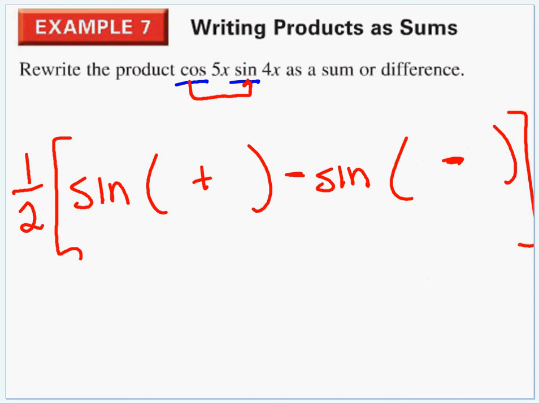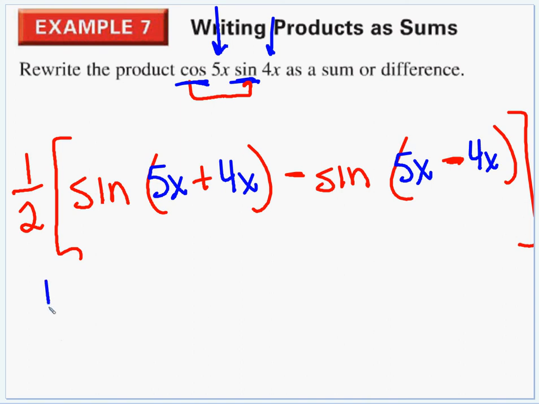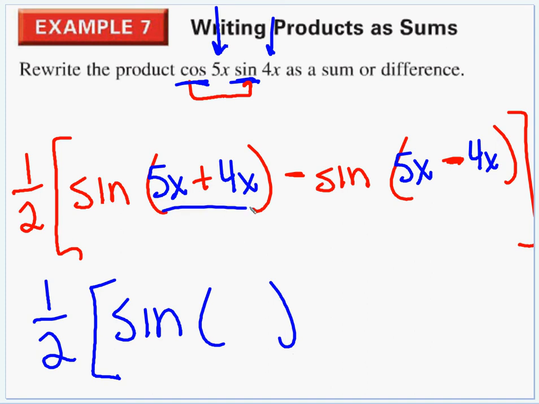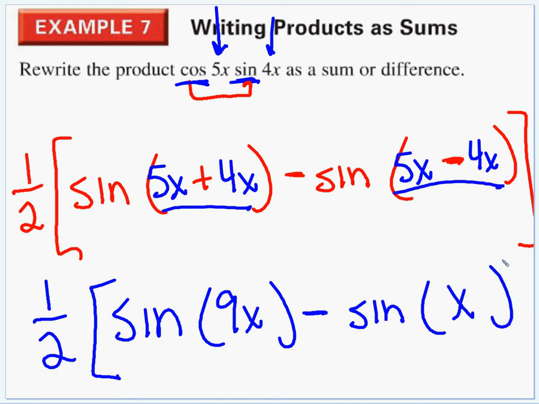So there is my template from the pattern of cos times sine, and now I put in the angles in the order they came from the original problem. So 5x goes first, 4x goes second. So this is 5x and 4x, and then again a 5x and a 4x. So now we just clean this up a little bit. 1/2 bracket sine of 5x plus 4x is 9x, minus the sine of 5x minus 4x is 1x. And there's our final answer.